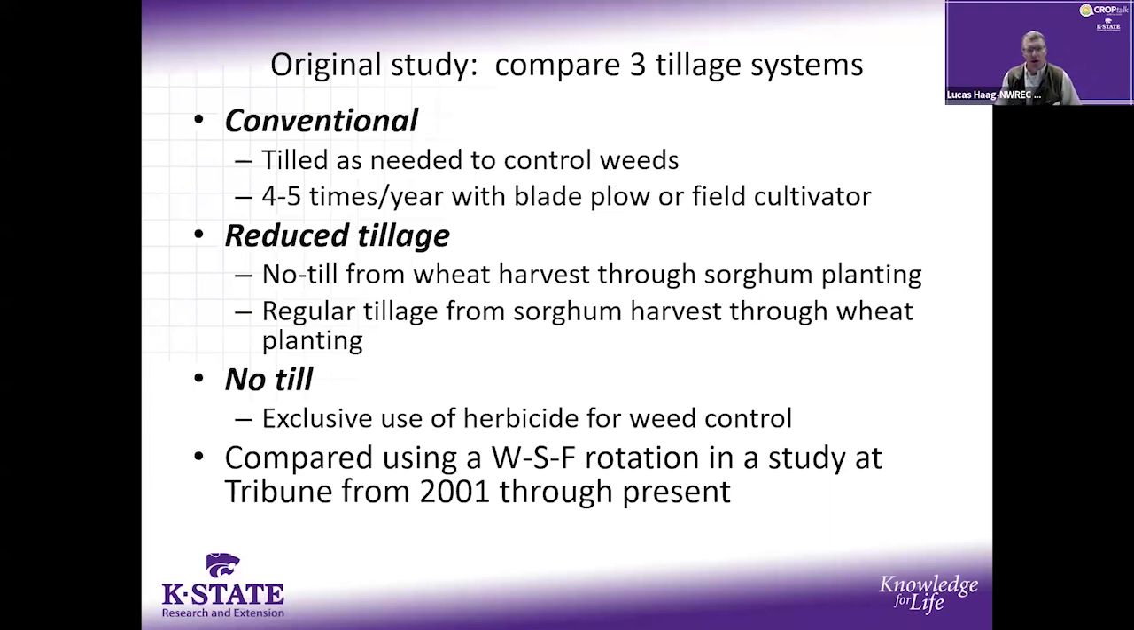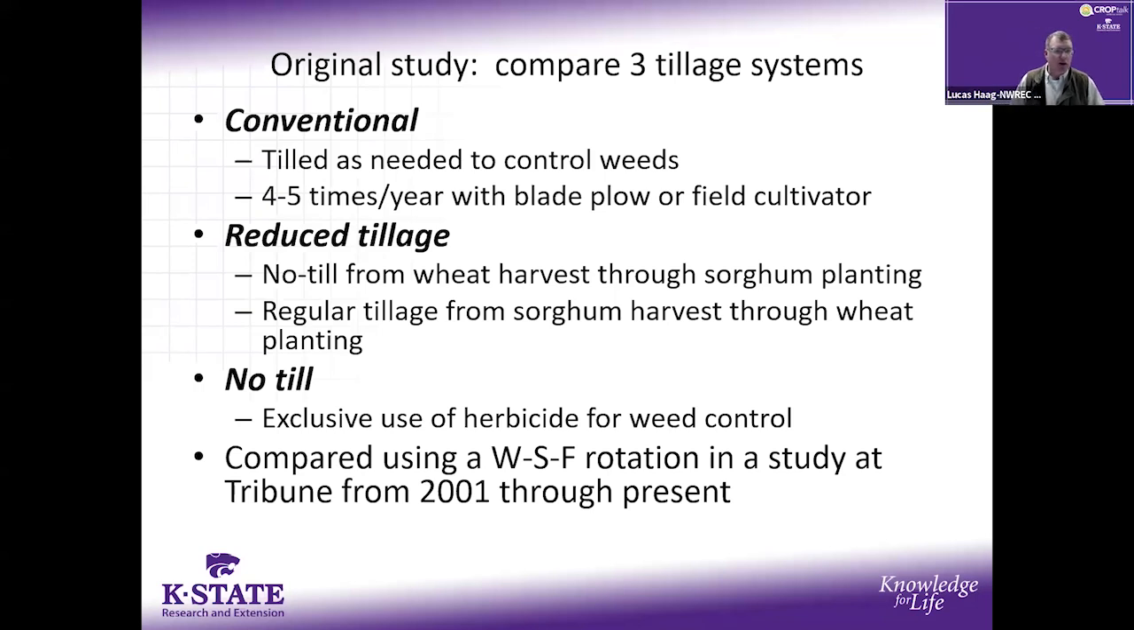Then we've got reduced till. And what we're talking about in reduced till today is we're no-till from wheat harvest through sorghum planting, but from sorghum harvest through wheat planting, in other words, through that longer summer fallow period, we are using some tillage for weed control there. And then no-till, as the name implies, is 100% no-till.